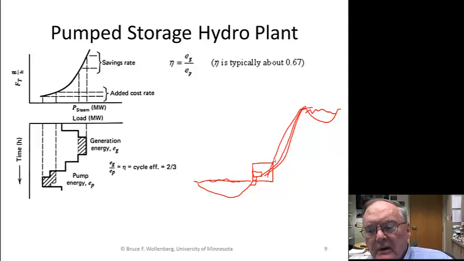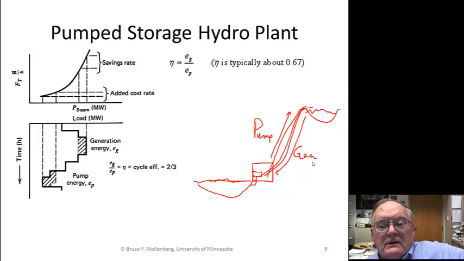So I can pump water up. I can buy electricity, and I can pump. When I want, later on, I can run the water down, and then it goes through the generator and back into the river, and I can generate. I can pump and I can generate. This is called a pumped storage system. It is one of the few, and I mean one of the few, means of storing electricity.